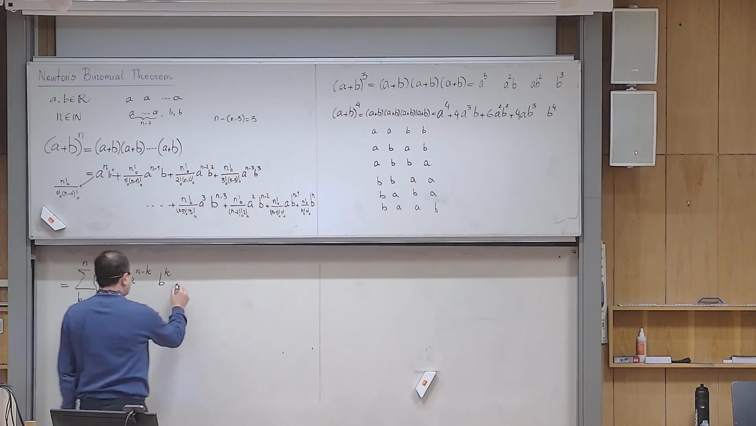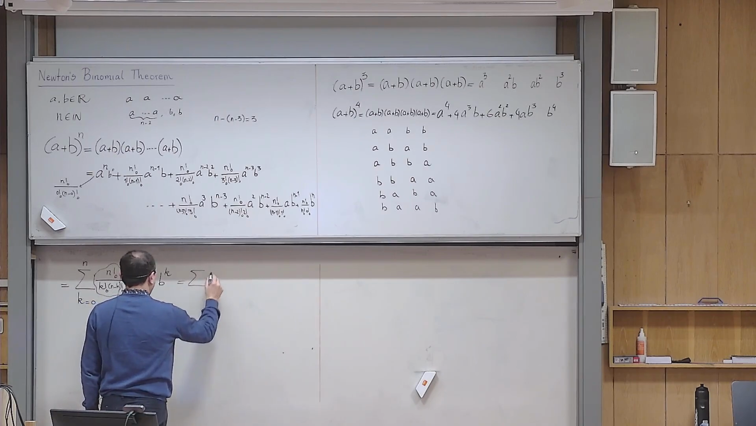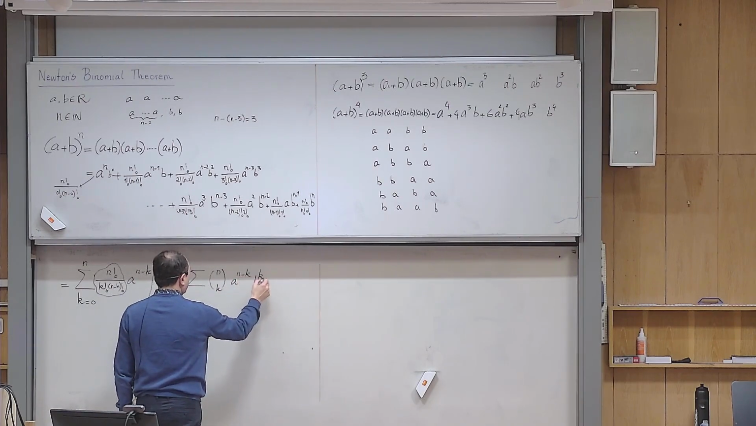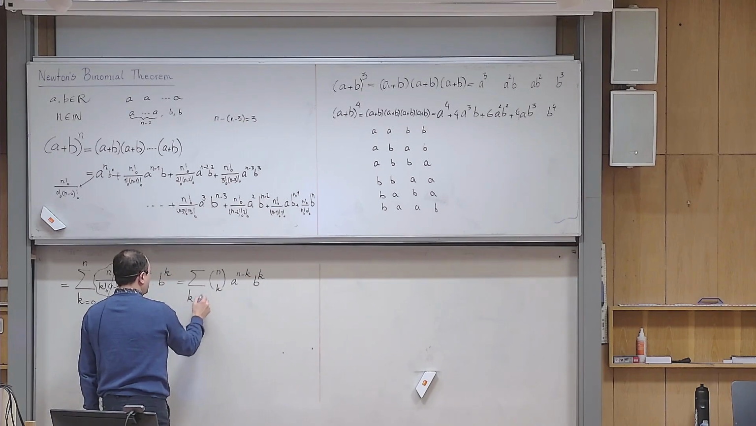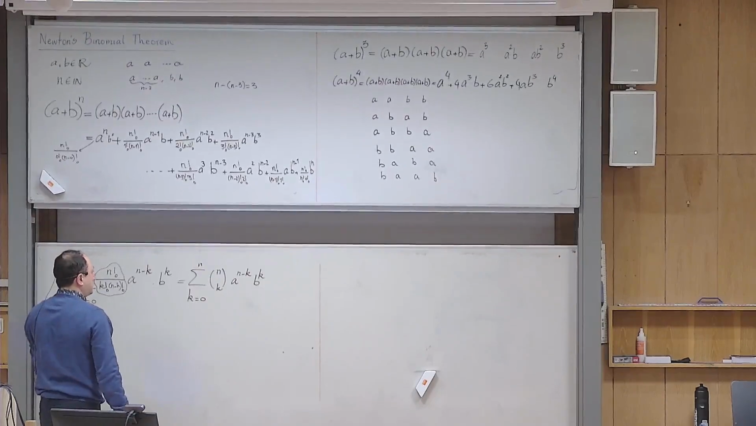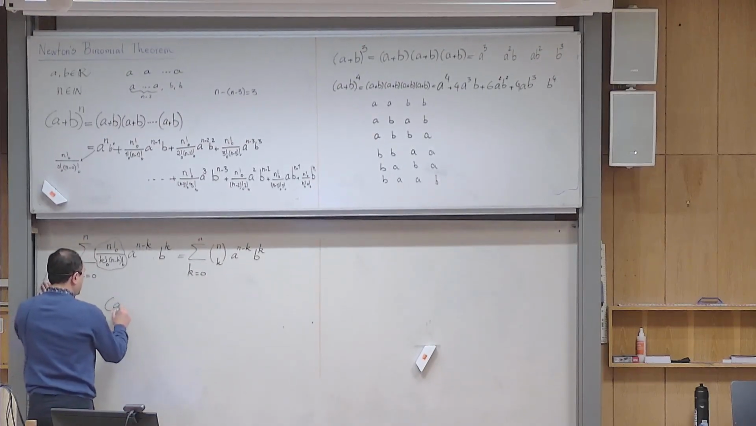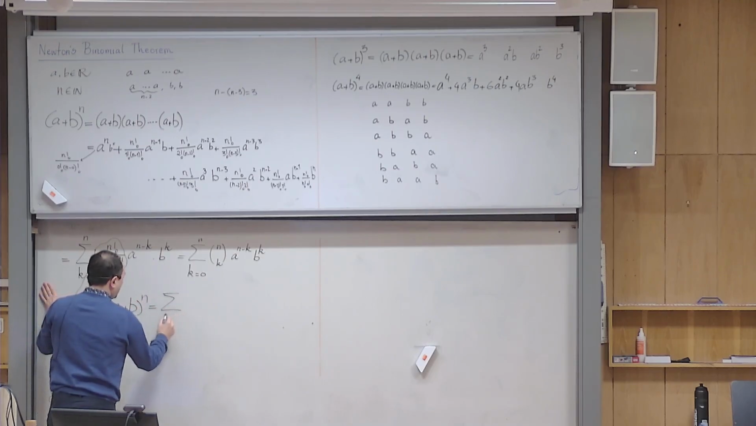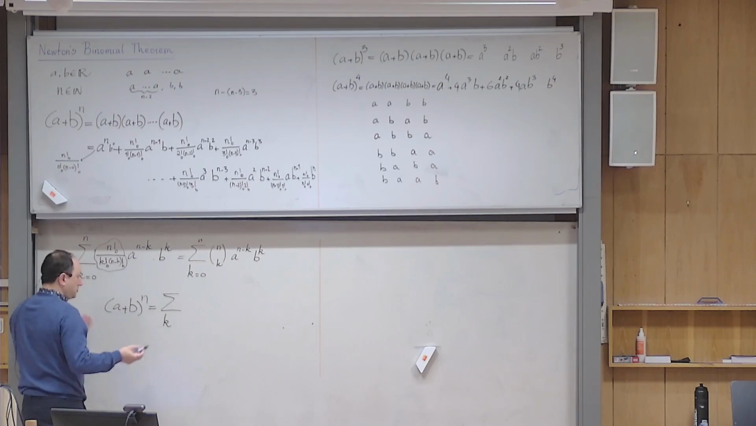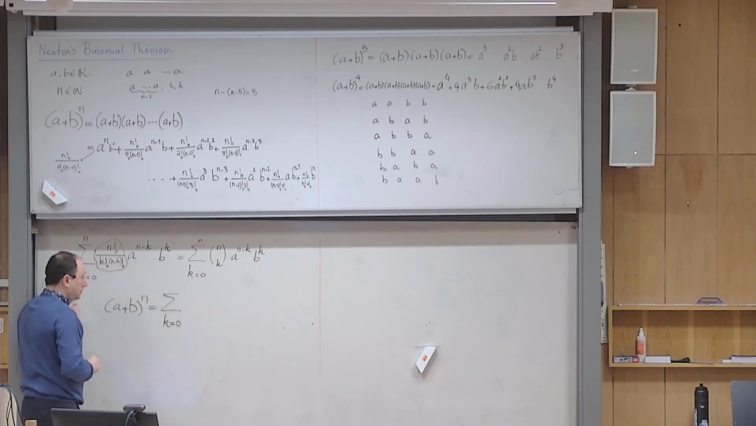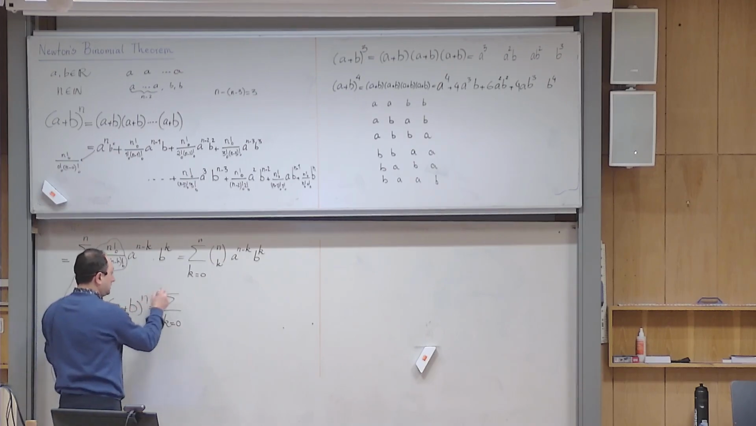So this becomes sigma n choose k. And then you have a to the power of n minus k, b to the power of k. k goes from 0 to n. So this is the final form of Newton's binomial theorem. So if I have (a plus b) to the power of n, I can write a sigma, remember, k the counter, whatever you call it, k, j, or whatever. It starts from 0, not 1, and it goes up to n, which is this n.